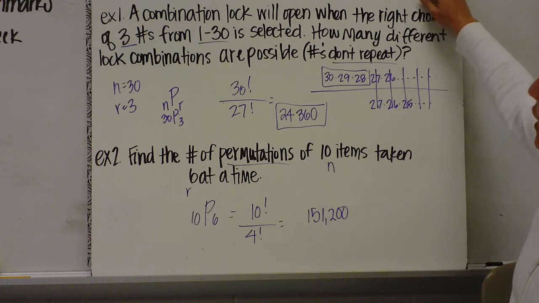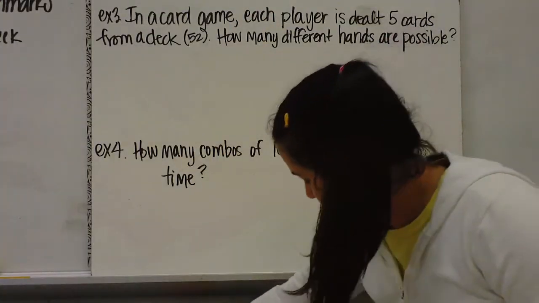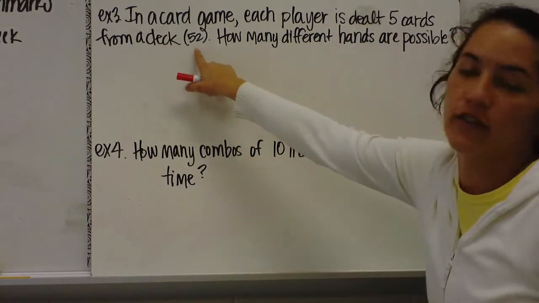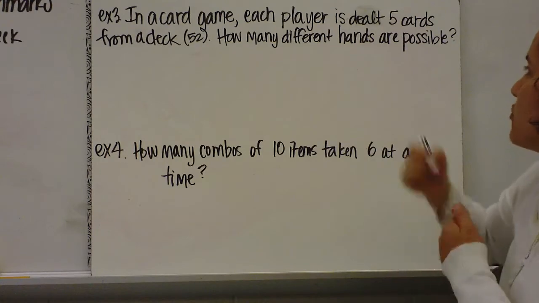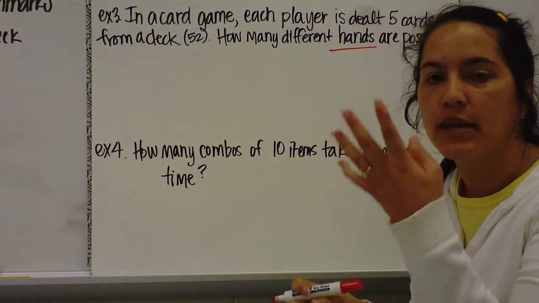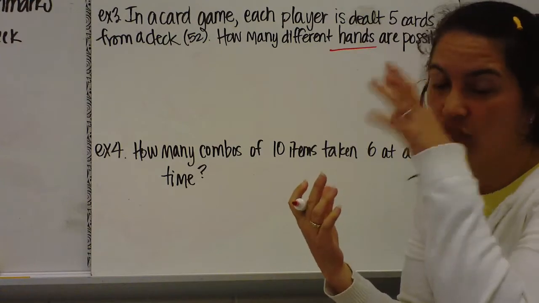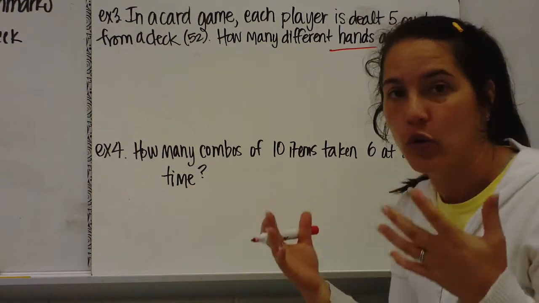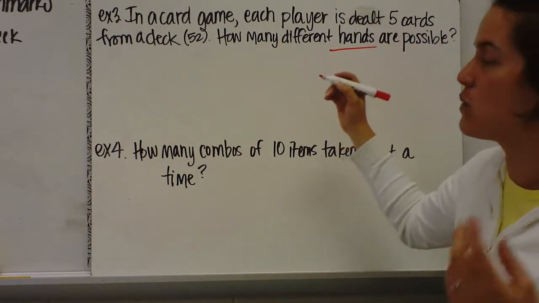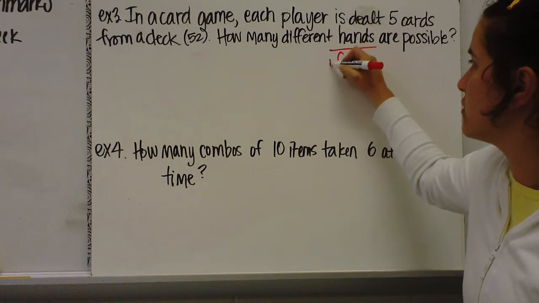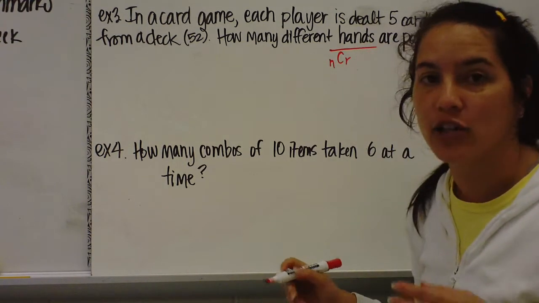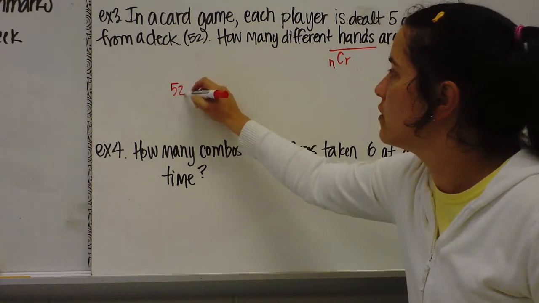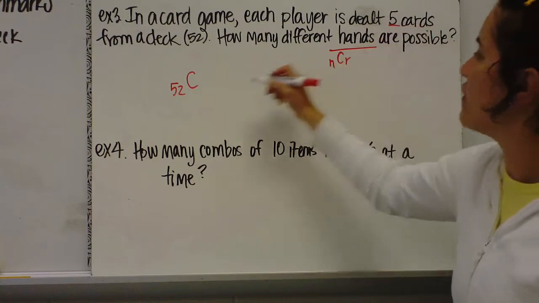Okay, so let's do a few more examples. In a card game, each player is dealt 5 cards from a deck, and there's 52 cards in the deck. How many different hands are possible? If we're talking about hands, that means how many cards do you have in your hand? Do you think order is important? Does it matter what cards you get first and what cards you get last, or does it just matter the whole group of cards? The whole group of cards is what matters. So this is going to be a combination, because order doesn't matter. As long as you get your cards, those are your cards. So we have a total of 52, and we are getting 5 at a time.